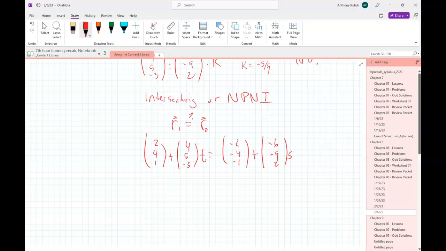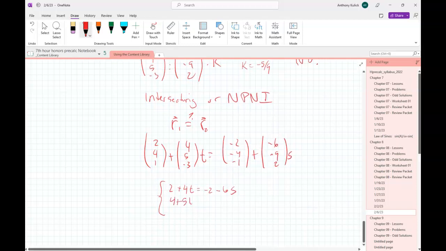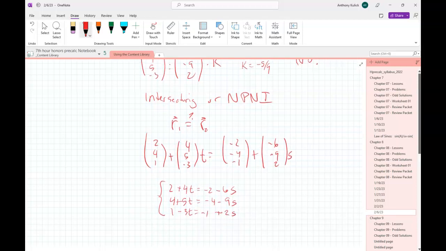So I've got this. Now I'm going to translate this into a system of equations. So 2 plus 4t equals negative 2 minus 6s. 4 plus 5t equals negative 4 minus 9s. 1 minus 3t equals negative 1 plus 2s. At this point, something is occurring to me.